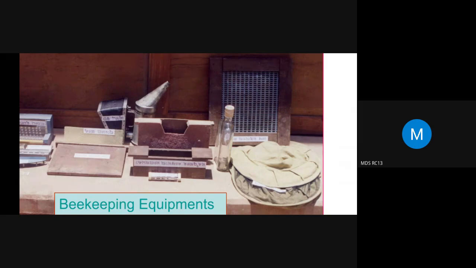During the dearth period, we have to artificially feed the bees with sugar solution, where a 50% sugar solution is prepared. That is, for 2 liters of water, you have to add 1 kg of sugar and boil it to sterilize it, and later you can use this for many days.